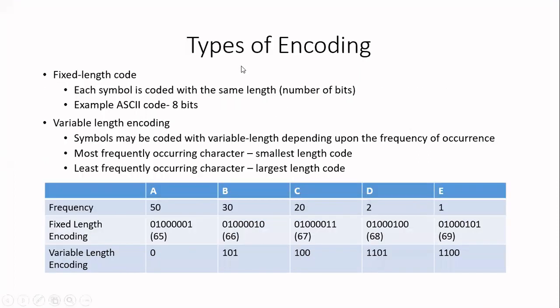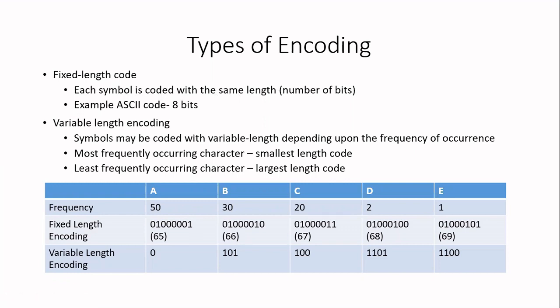Now let us see the types of encoding. First, we have two different types of encoding based upon how many bits you are using for representing a particular symbol. One encoding is called fixed length encoding and the other is known as variable length encoding. In case of fixed length encoding, every symbol in your message is coded with the same length. Same length in the sense, the same number of bits will be used for generating the code for that particular character.